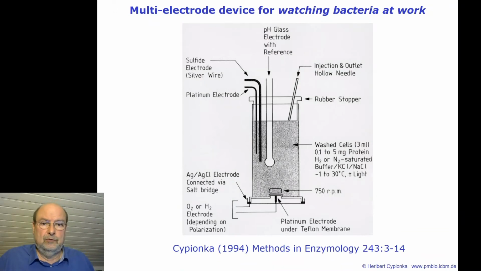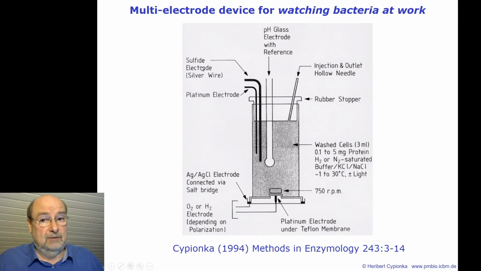Okay, so for experiments you need some device, and I have used for a very long time during my scientific career a multi-electrode device for watching bacteria at work. And this has an oxygen electrode at the bottom. You can also use it as H2 electrode if you change the polarization here at the bottom. So we can see oxygen coming in and disappearing. We have the pH electrode, very important to see any pH changes.